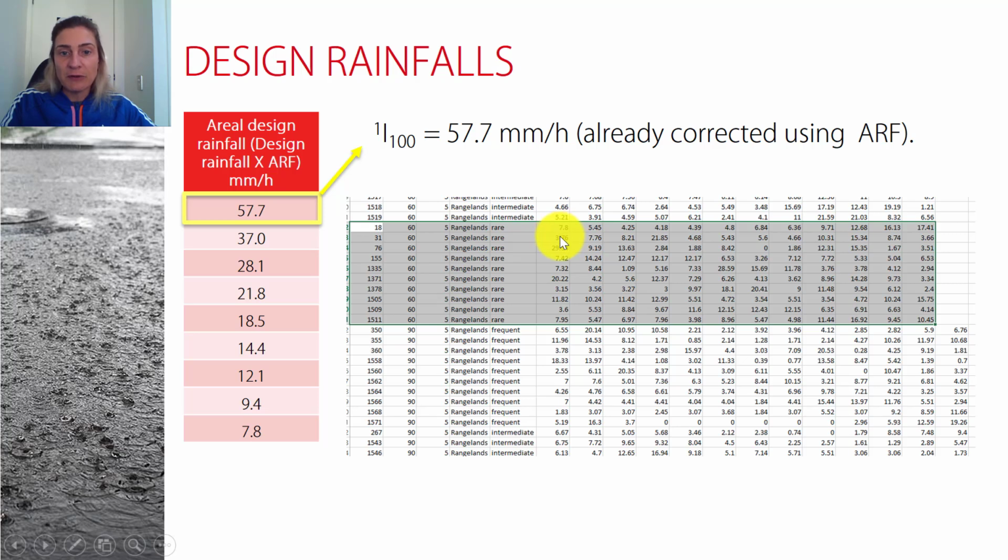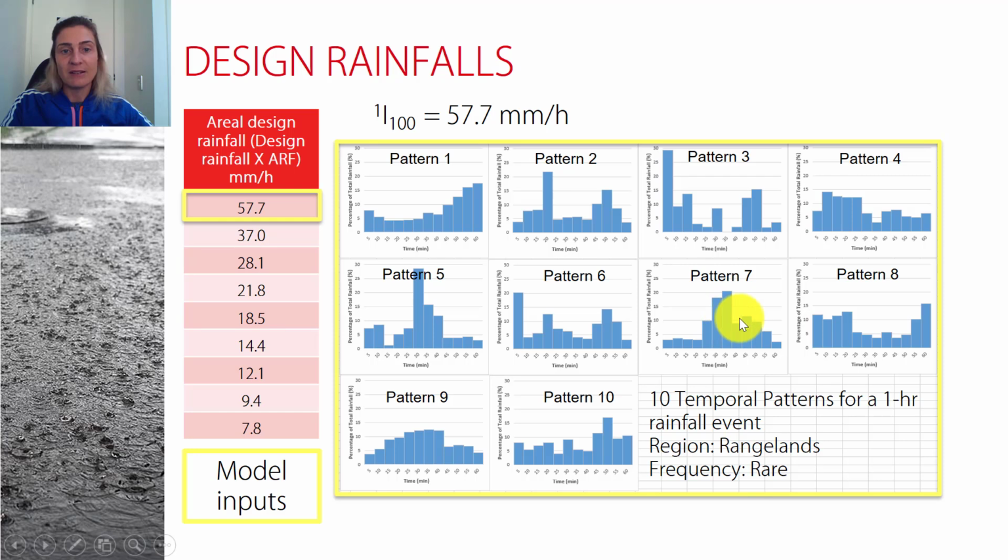And we can see that some of the patterns have a majority of rainfall in the first interval. For example, the third pattern has 29% of the rainfall falling within the first time interval. So we've got different patterns, and this is what they look like. This is the distribution of rainfall over time in percentage terms. And I will use these patterns as input in my rainfall runoff model.